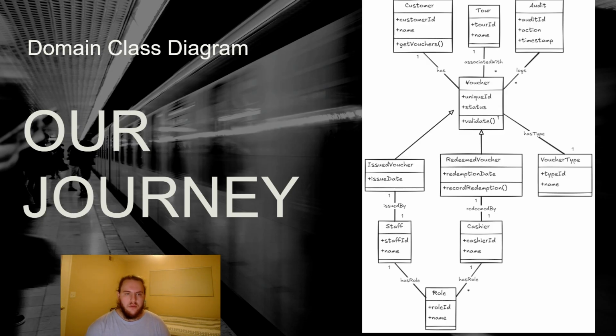So next we have the domain class diagram, and at the center we have the voucher class, which includes a unique ID, status, and a validate function. Vouchers are issued to customers and can be linked to specific tours. And then we have the issued voucher and redeemed voucher classes, which are just different types of vouchers, where issued vouchers are managed directly by staff and redeemed vouchers by cashiers.